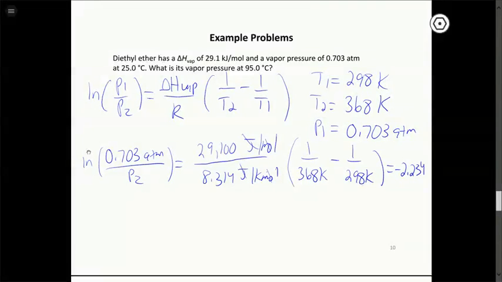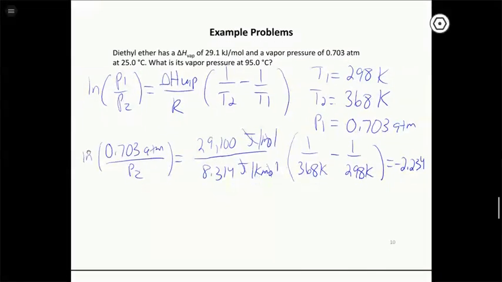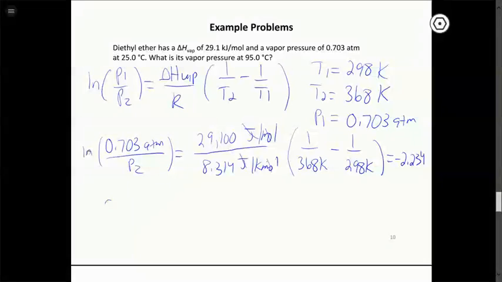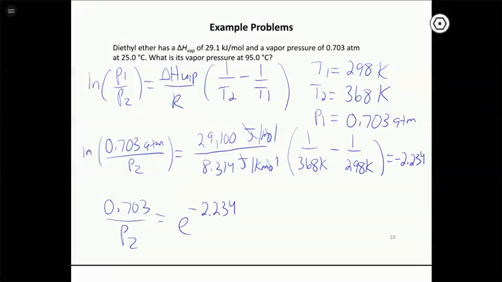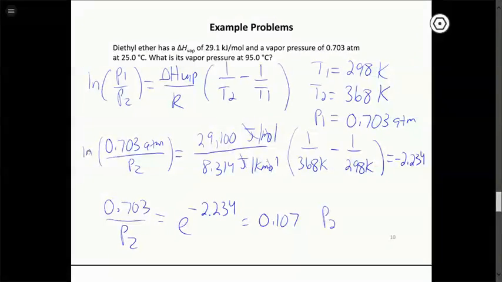So I'm going to walk you through the algebra on this one just because it's the first time we've seen this type of problem. If you haven't noticed, this is not an algebra class, but we'll go through this one. The way we do this is we take the exponential of both sides. So if we want to get rid of the natural log, that's going to be equal to e raised to that power, minus 2.234. Exponents undo natural logs, so we take e to that power. That gets rid of this natural log, and that's going to be equal to 0.107. So when we solve for P2, now it's just a simple algebra problem, we get 6.56 atmospheres.